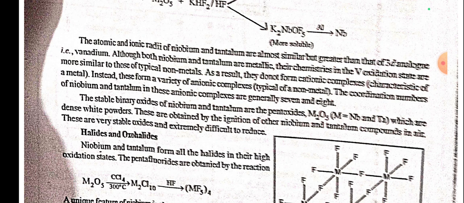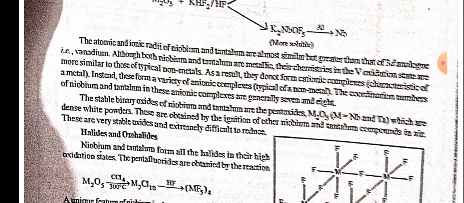Both niobium and tantalum are metallic. Their chemistry in the +5 oxidation state is more similar to that of typical non-metals. As a result, they do not form cationic complexes characteristic of a metal. Instead, these form a variety of anionic complexes. The coordination number of niobium and tantalum in these anionic complexes is generally 7 and 8.